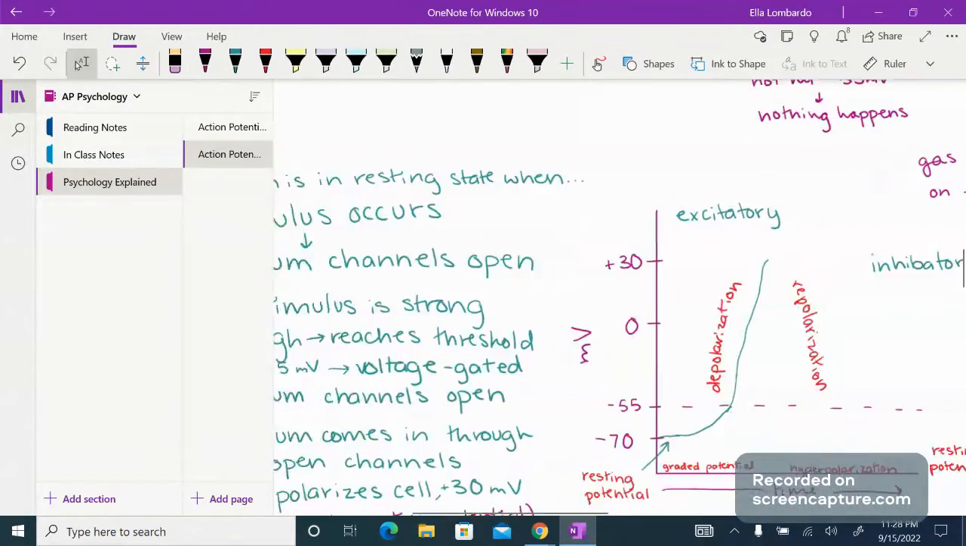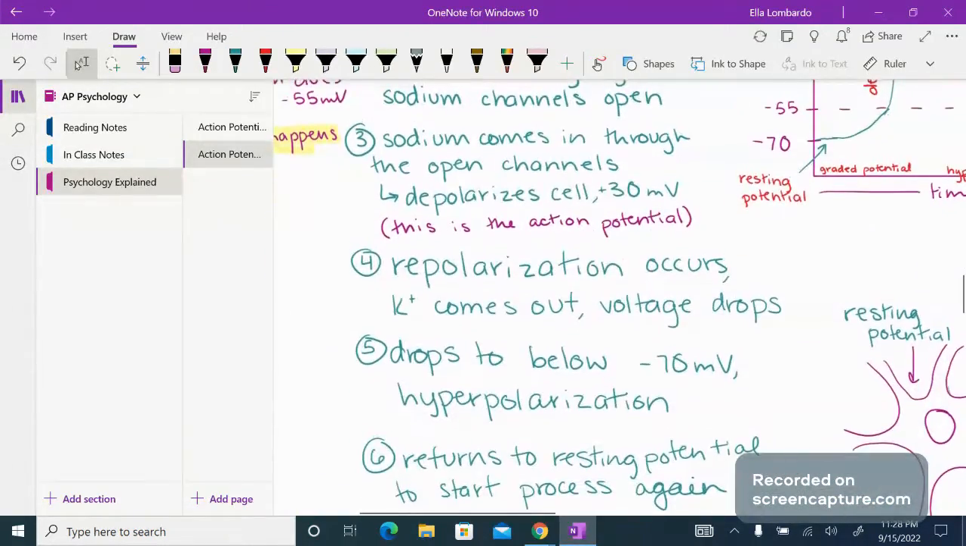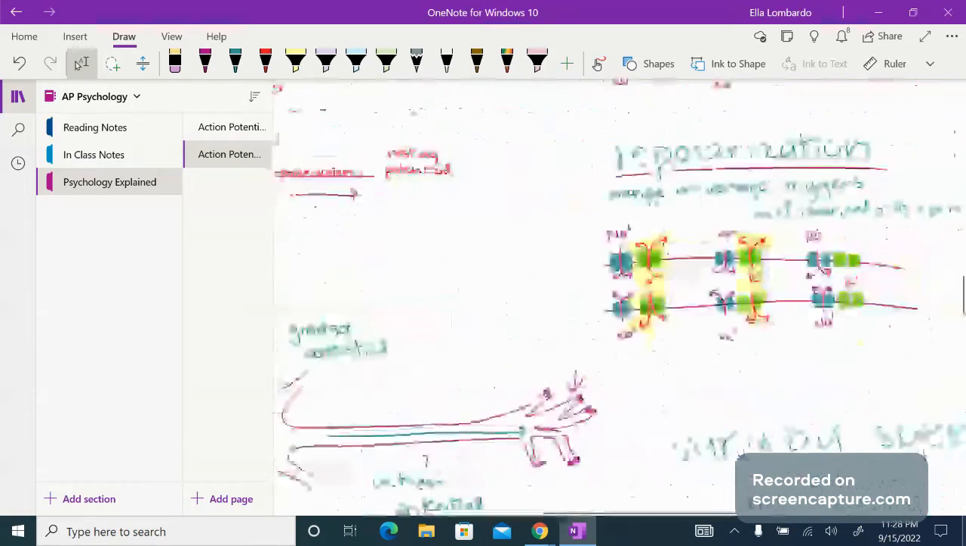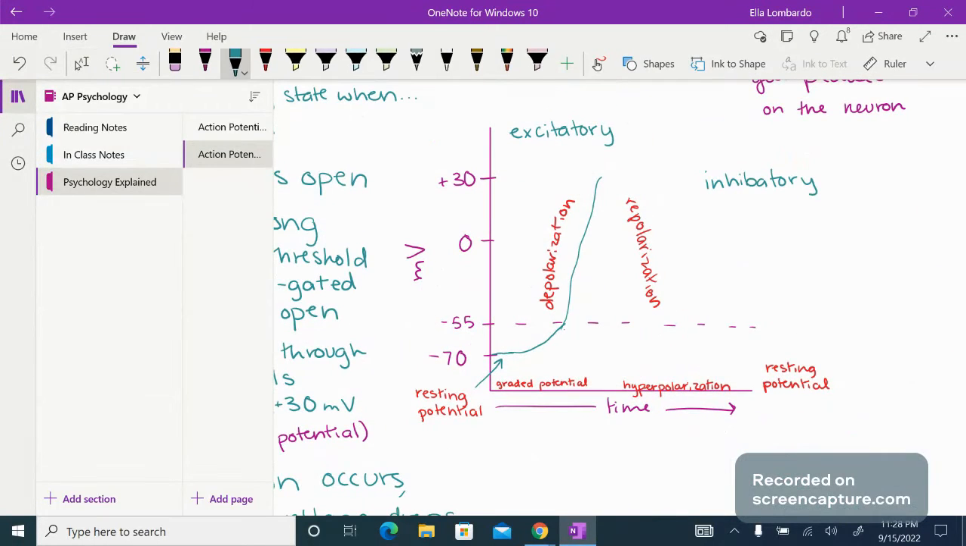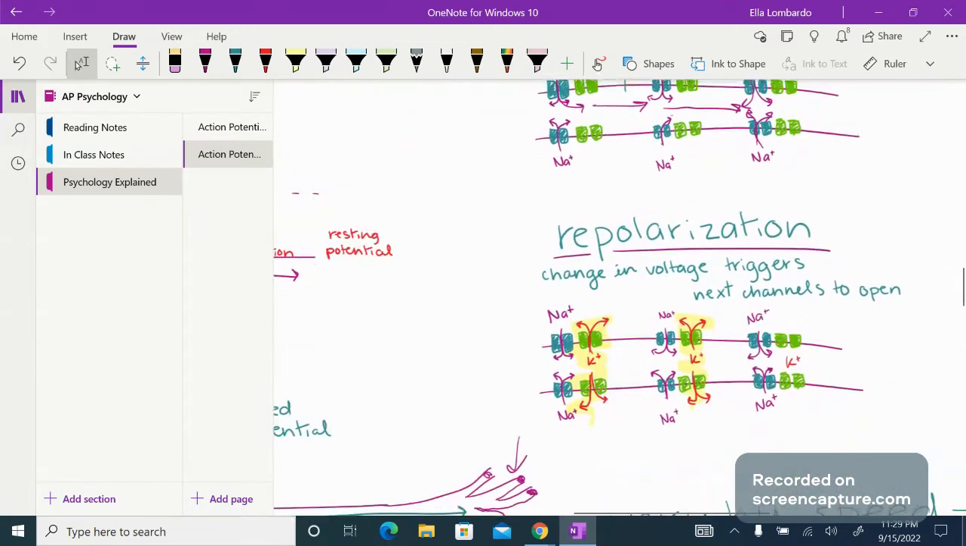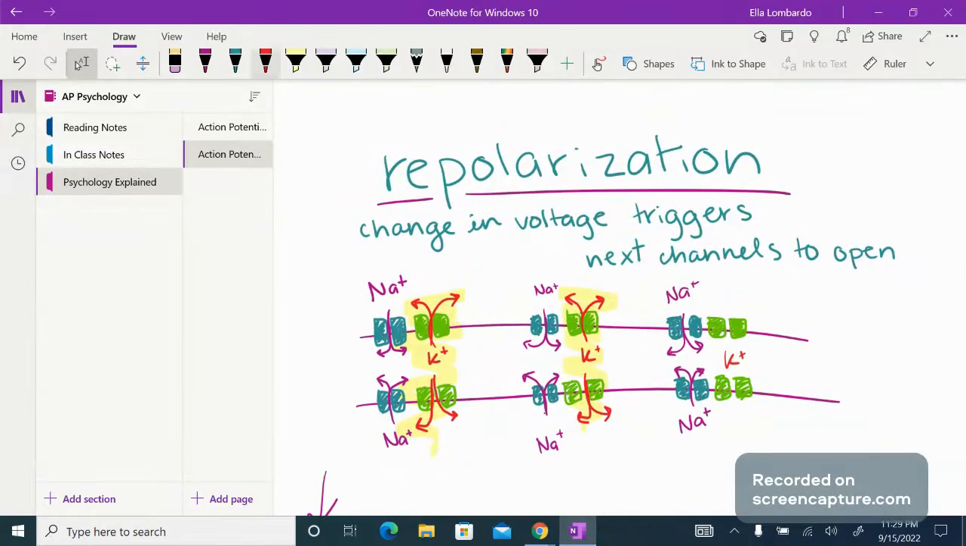So after depolarization comes repolarization. This is when potassium comes out and the voltage drops. So repolarization looks like this. We hit that positive 30 and then we're going back on our way down. So it's basically the same thing as depolarization, but with the potassium coming out. So it's going out and out, out and out.